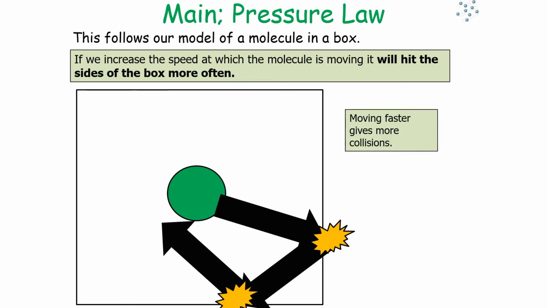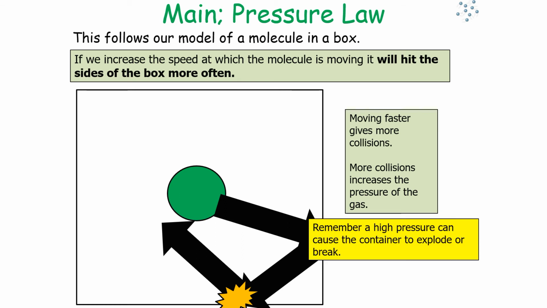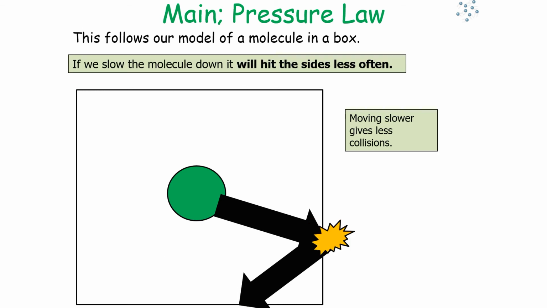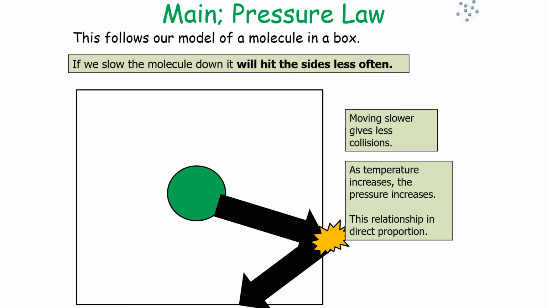So they're moving faster, which gives more collisions, and more collisions increases the pressure of the gas. Now remember, again, it's important to know that a high pressure can cause the container to explode or break. Now moving slower will give less collisions, so less collisions gives less pressure exerted by the gas. So as temperature increases, pressure increases, which is a relationship in direct proportion.